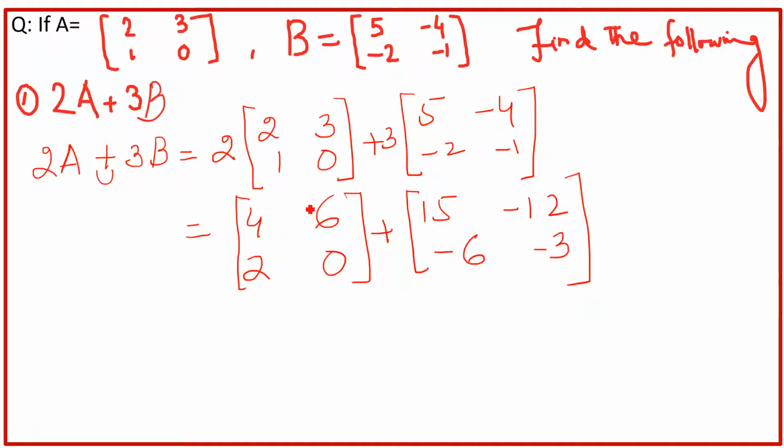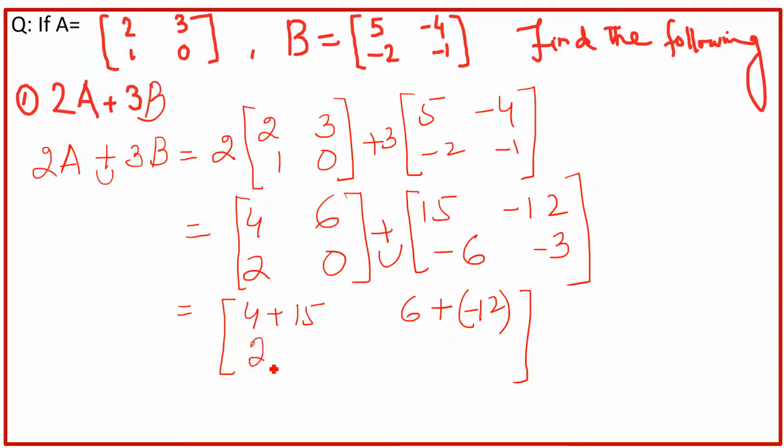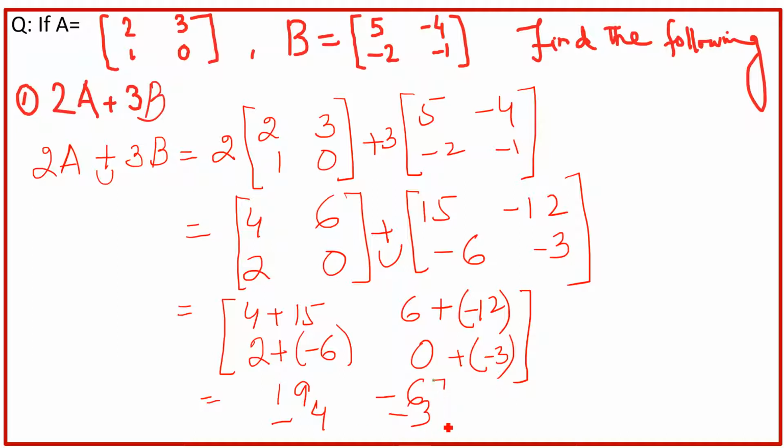Right? And now this is 2A, this is 3B. You have to add, and you know how to add. Corresponding entries: 4 plus 15, this plus this with a little gap. This plus, but this is negative 12. You have to use this sign between. Then 2 plus minus 6, and then 0 plus minus 3. So simplify it, it will be 19, negative 4, negative 6 and negative 3. So this is our answer. This is 2A plus 3B.